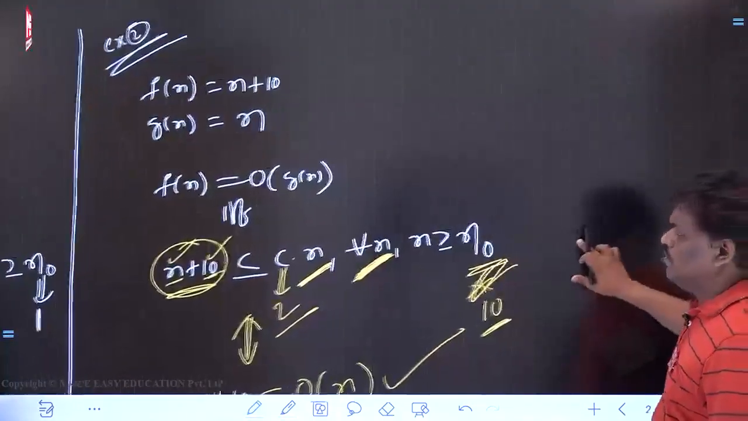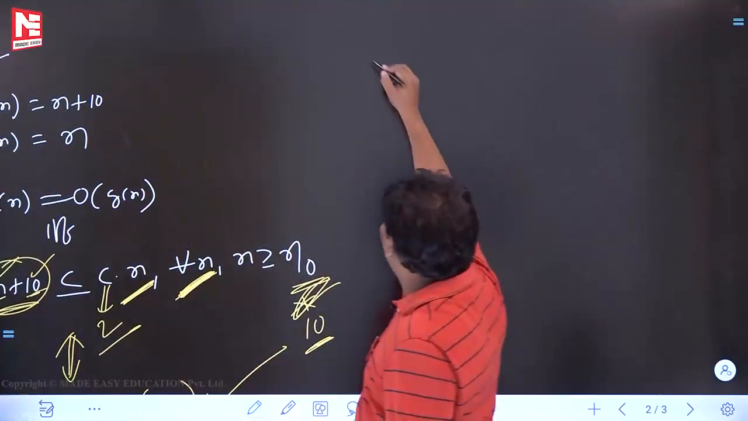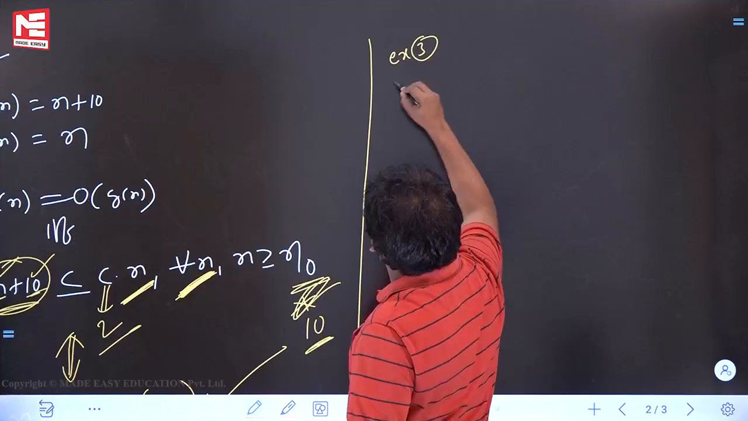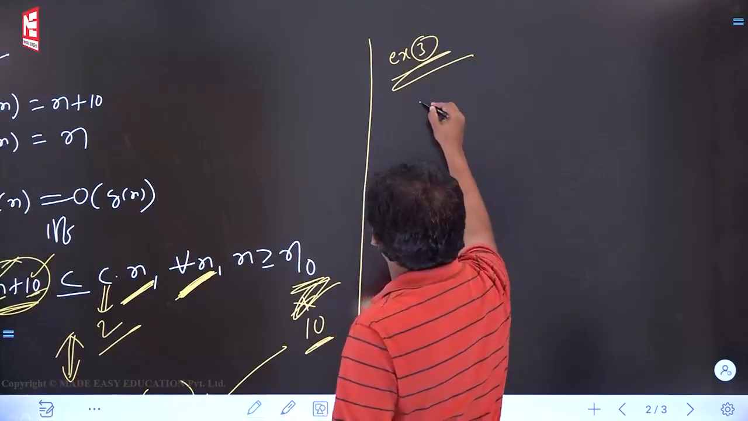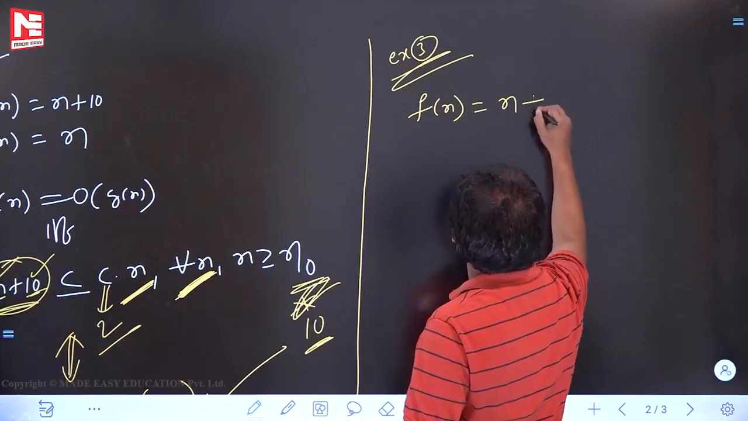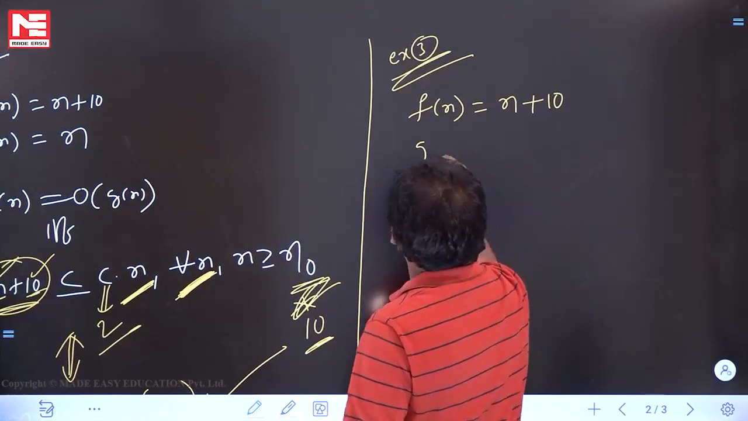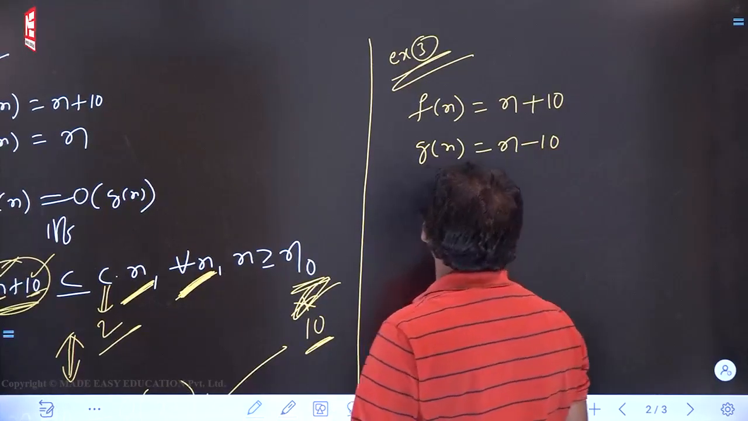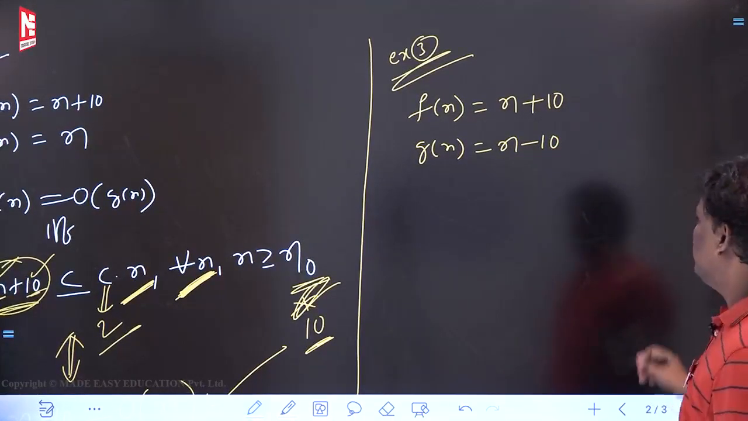Let's see one more example. Example 2 over, let's see example 3. F of n is equal to n plus 10. G of n is equal to n minus 10.